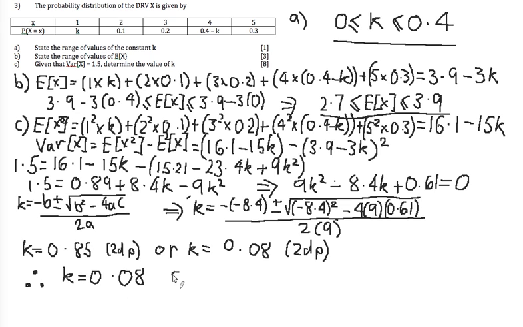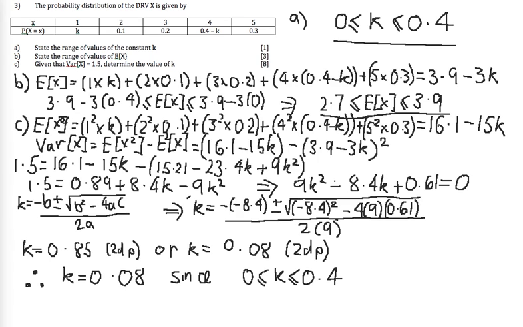0.08, since 0 must be less than or equal to k, less than or equal to 0.4. And there is a mark for that statement. It's communicating effectively how you've picked the correct solution from this.